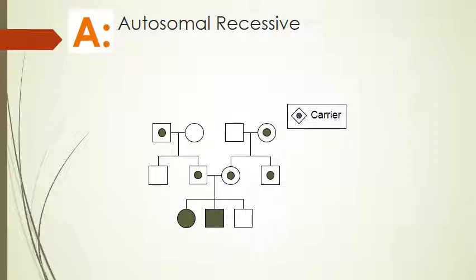We have the horizontal inheritance pattern, two siblings, male and female, and their parents are not affected, but their parents must be carriers.